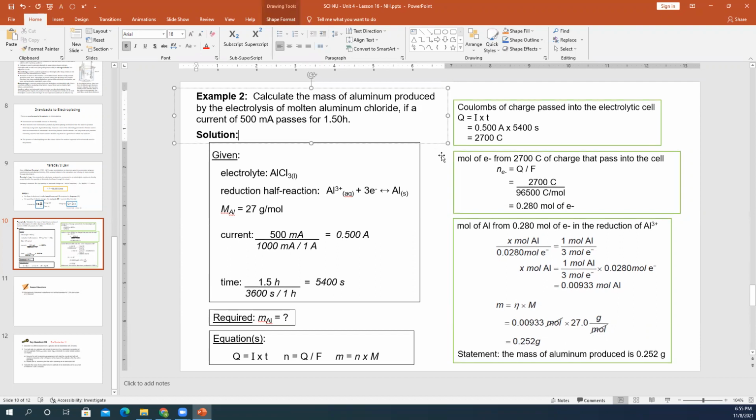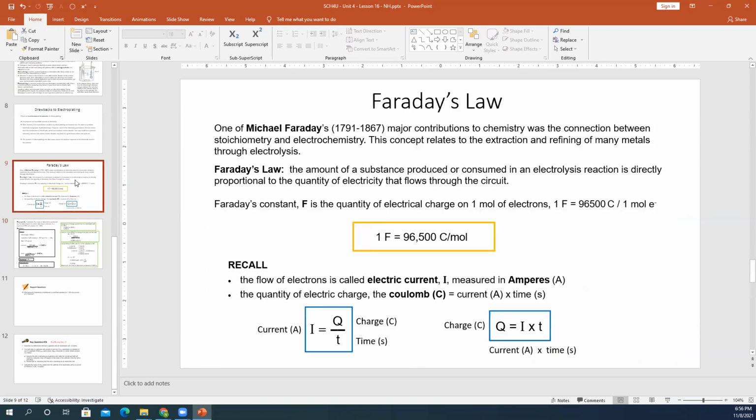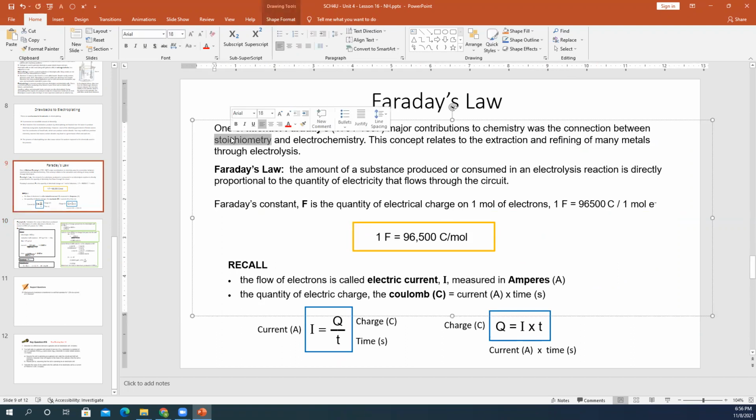This is how you would apply Faraday's law, the relationship between how many coulombs per mole, that's Faraday's constant. And so that's what that statement was saying, it's the relationship between stoichiometry, so numbers, how many moles to how many moles, and electrochemistry. And that's what Faraday's constant gives us. That's what Faraday's constant provides for us.